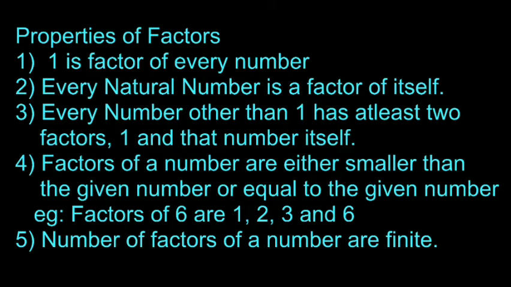Fourth property, factors of a number are either smaller than the given number or equal to the given number. Here is an example. The factors of 6 are 1, 2, 3 and 6. If you look at these factors, we can understand that only one factor is equal to 6. All other factors are smaller than 6. 1 is smaller than 6, 2 is smaller than 6, and 3 is smaller than 6, and 6 is equal to 6.